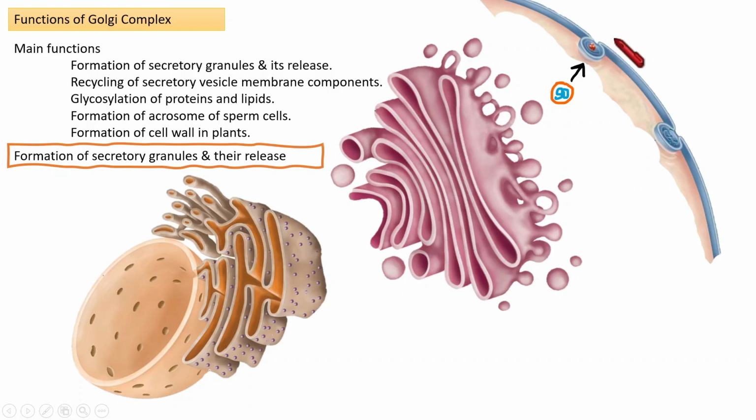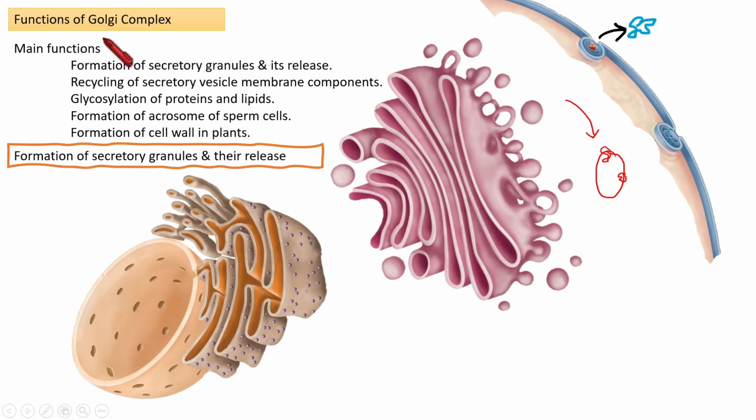Only in that condition does the secretory granule fuse with the plasma membrane and release that protein to the outside, the extracellular space. Otherwise, what will happen? If that protein is destined to be incorporated into some other cell organelles or compartments inside the cell, then it will be incorporated into such a compartment, maybe lysosome, mitochondria, so many destinations are there. So that's about the formation of secretory granules and their release. I hope it's clear to you.